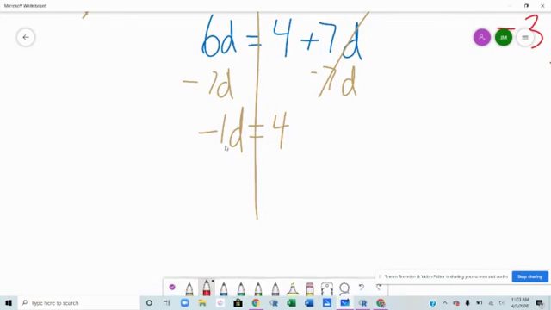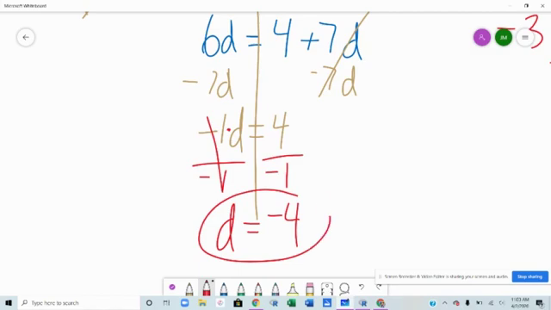Yes, we do. Remember that a number right next to a letter, there's that imaginary times sign. So we have multiplying by -1. So we need to divide by -1. Divide by -1 leaves you with D equals 4 divided by -1 is -4. And there's your answer. D equals -4.